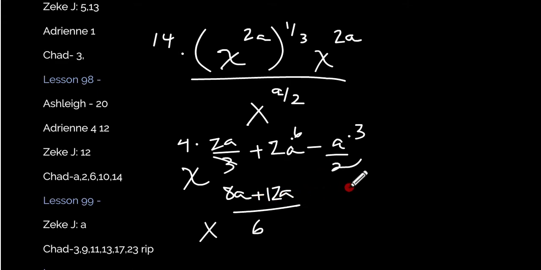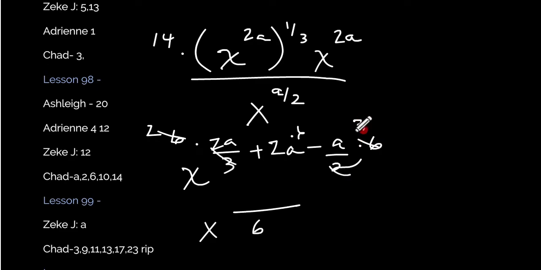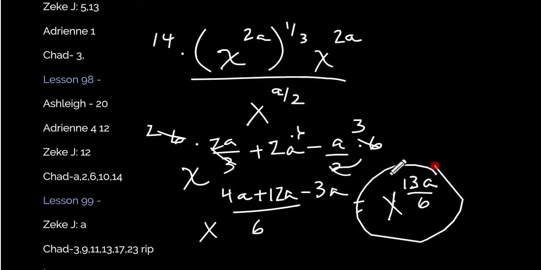Oh, they're all times 6, yeah. Oh, wait a minute, I did something wrong here, hold on. I was not thinking clearly there. All right, this times 6, and you get 2, this times 6, and this times 6, you get 3. All right, so we're going to get 4a plus 12a minus 3a. And that's going to give us 13, forgot the x over there, x to the 13a over 6. And that's the right answer.